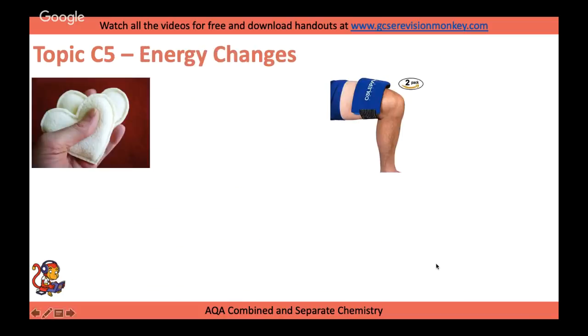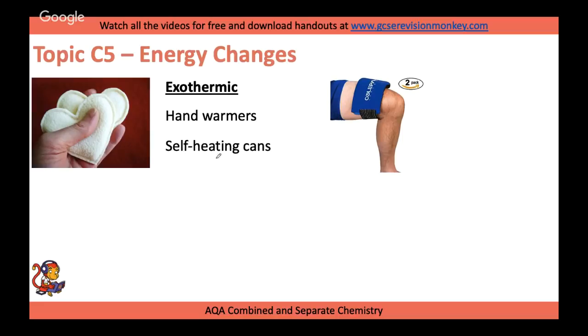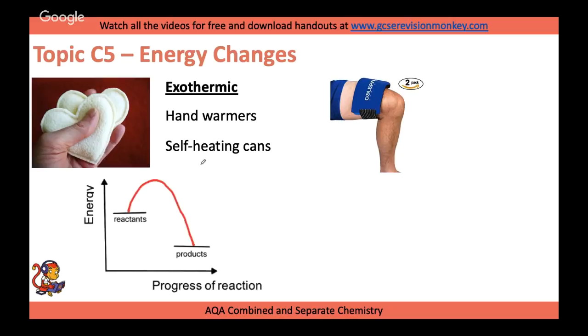The final little bit then for foundation is looking at energy changes. So this is where the exo-endothermic reactions come in. So hand warmers are everyday examples of exothermic reactions, or self-heating cans. You can have food in a can that will heat up by itself if you engage the chemical reaction. And this is the reaction profile.